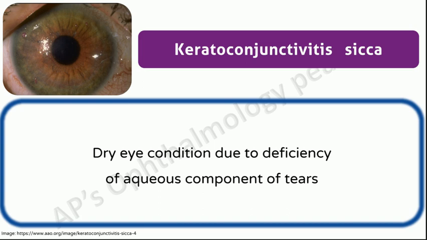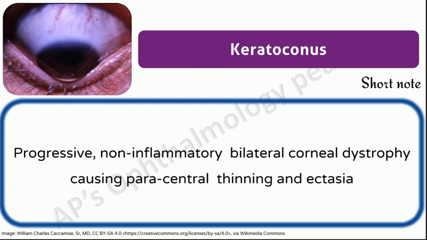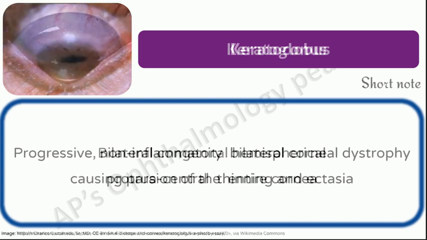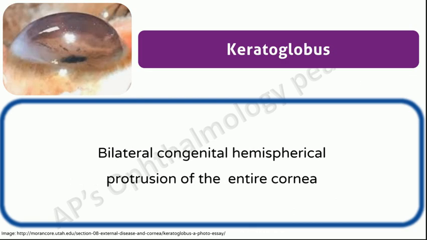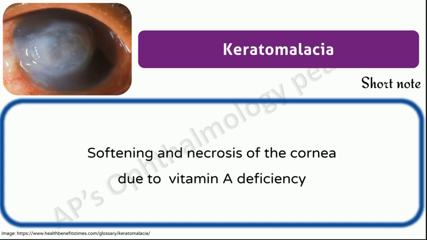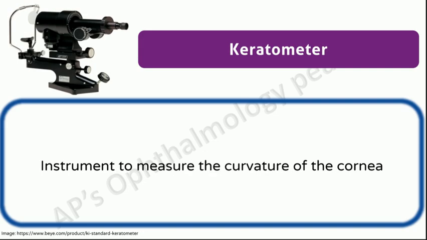Keratoconjunctivitis sicca. This is a dry eye condition due to deficiency of the aqueous component of tears. Keratoconus is a progressive, non-inflammatory bilateral corneal dystrophy causing paracentral thinning and ectasia. Keratoglobus is a bilateral congenital hemispherical protrusion of the entire cornea. Keratomalacia is softening and necrosis of the cornea due to vitamin A deficiency.